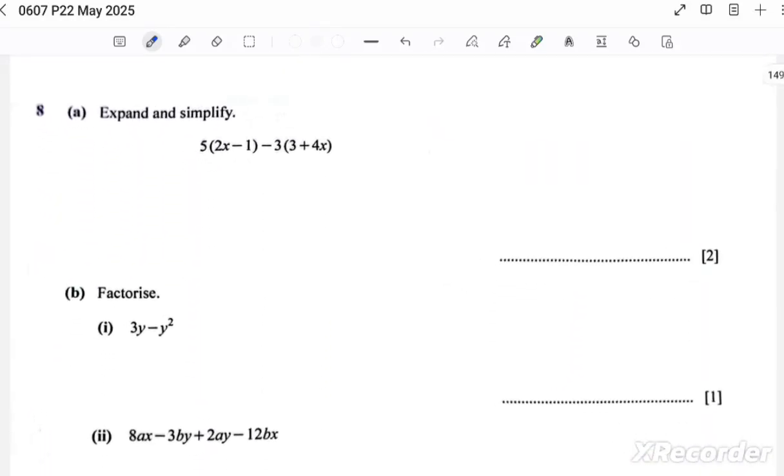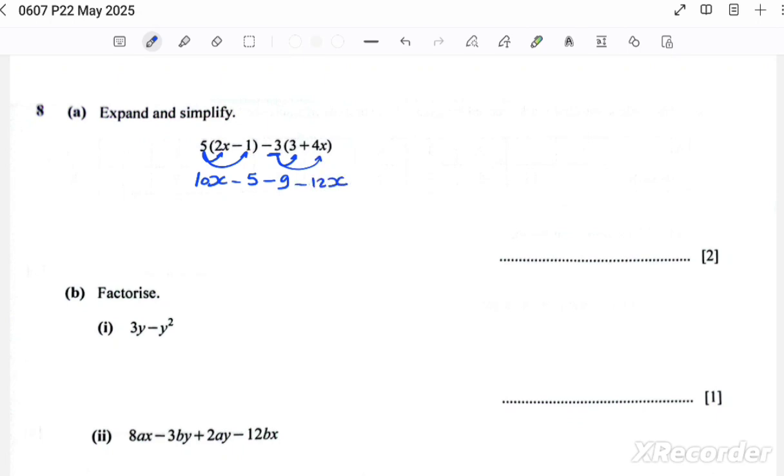Next question. Question here is to expand and simplify. As we said before, expand is to multiply brackets. So you should multiply 5 times 2x, which is 10x. 5 times -1 is -5. Then the same there, -3 times 3, -9. -3 times 4x, it's -12x.